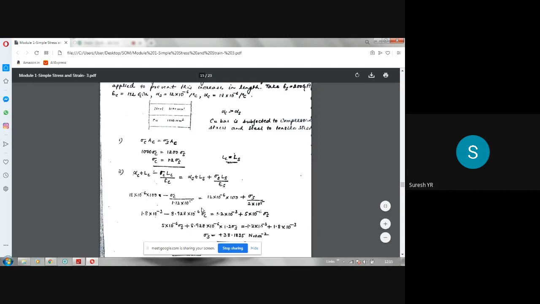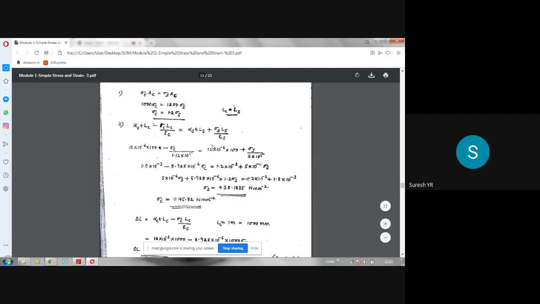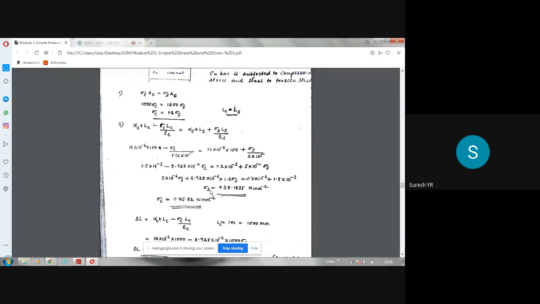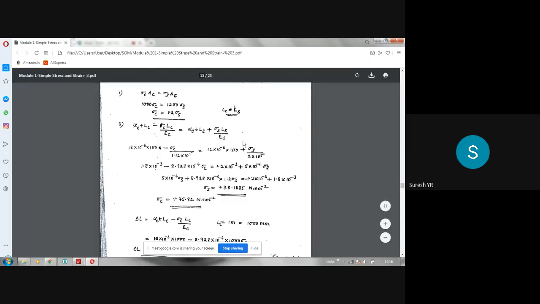If you simplify this equation, you get an equation relating sigma C and sigma S. You have one equation here, and another equation here. Substitute sigma C as 1.2 times sigma S in this and solve, so you will get the value of sigma S. That means you are solving two simultaneous equations by putting one unknown in terms of the other. Once you get sigma S, it is 38.18 Newton per mm square, and you can write in brackets that it is tensile stress. Now sigma C is 1.2 times sigma S, so you get 45.82 Newton per mm square. It is compressive.